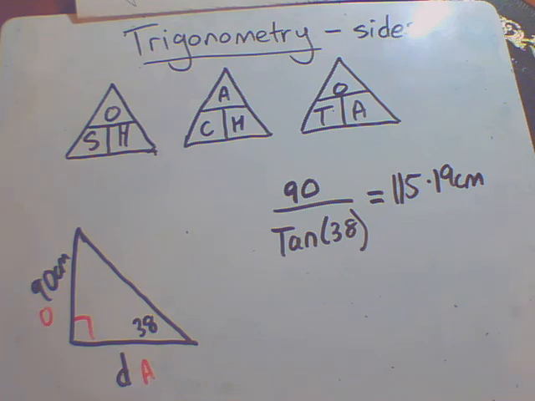And that is it. That is how you find the missing side of a right angled triangle using trigonometry. Good luck. Apply the same things to your other work.